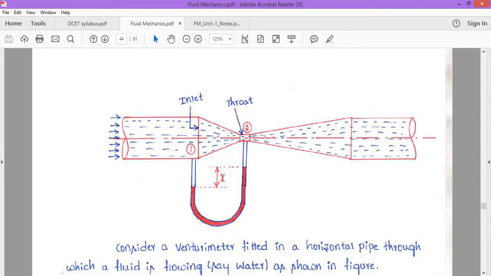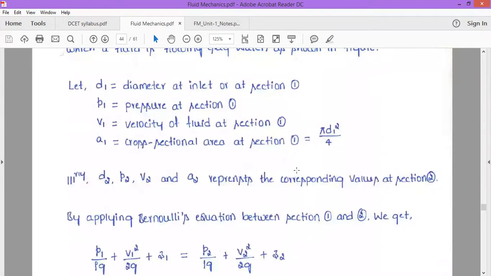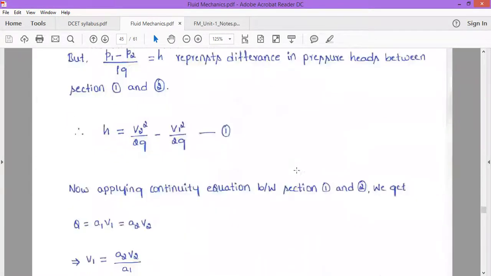And we are connecting one U-tube manometer between the inlet and the throat. By measuring the difference in pressure, we can measure the discharge, or the amount of fluid, right?